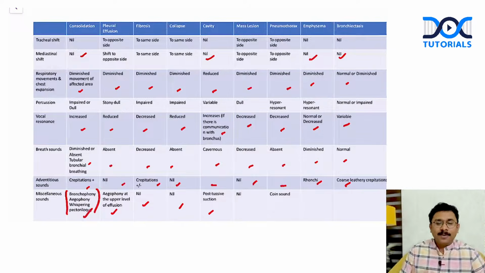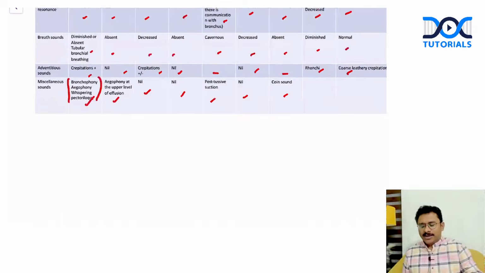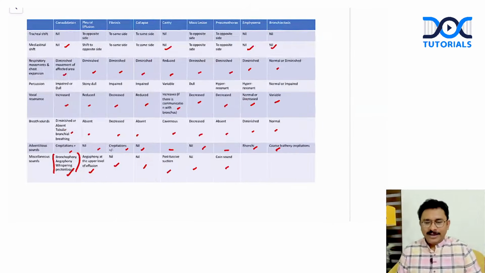Cavity, you may get a post-tussive suction, again something that is important. Mass lesion nil. Pneumothorax, again coin sound. Sometimes the examiner might ask you to demonstrate the coin sound. Emphysema, bronchiectasis, not much of significant findings as well.